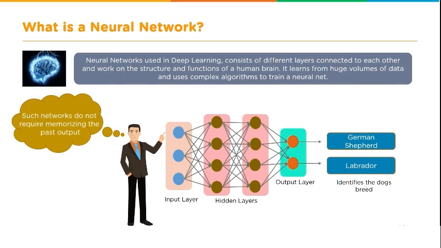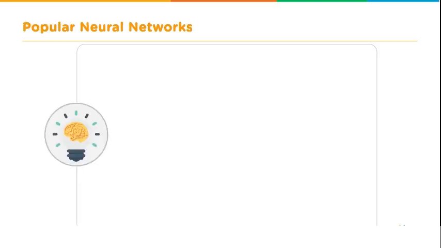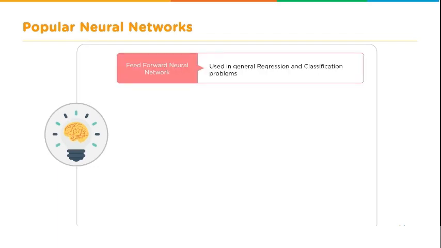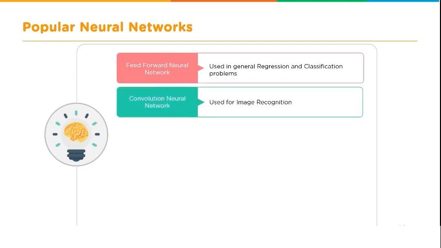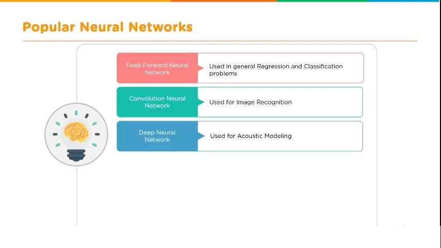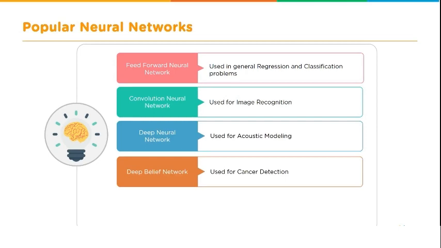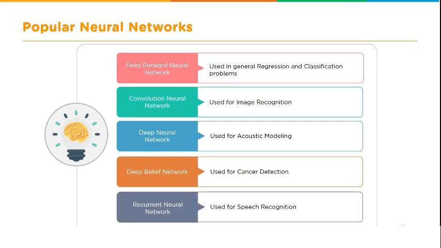So as we're looking at this, we're going to change it up a little bit. Before we cover that, let's talk about popular neural networks. First, there's the feed-forward neural network, used in general regression and classification problems. And we have the convolution neural network, used for image recognition. Deep neural network, used for acoustic modeling. Deep belief network, used for cancer detection. And recurrent neural network, used for speech recognition. Now, I've taken a lot of these and mixed them around a little bit, so just because it's used for one thing doesn't mean it can't be used for other modeling. But generally this is where the field is, and this is how those models are generally being used right now.